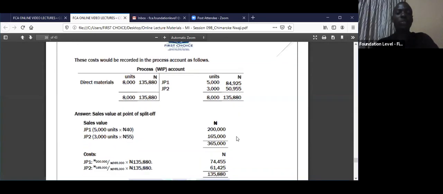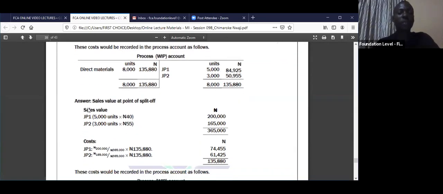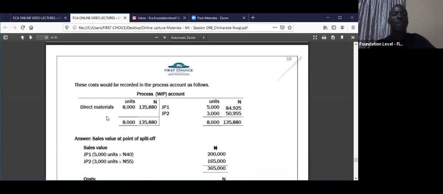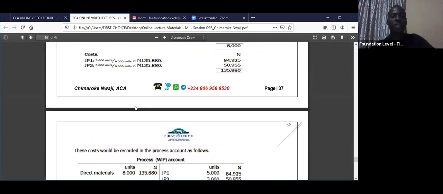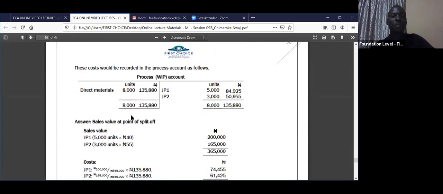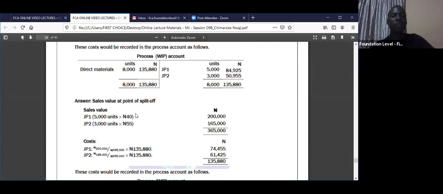Now, if you decide to use the sales value at split-off method, how much sales value does the 5,000 units have? It has a sales value of 40, and the other one has a sales value of 55. So that is what we are using. Sales value: 5,000 units at 40 naira, 3,000 units at 55 naira. Look at their sales value. So we total their sales value.